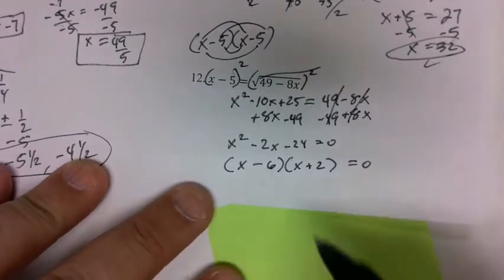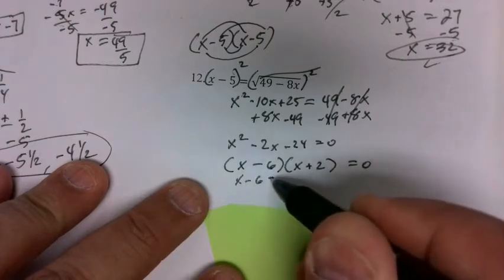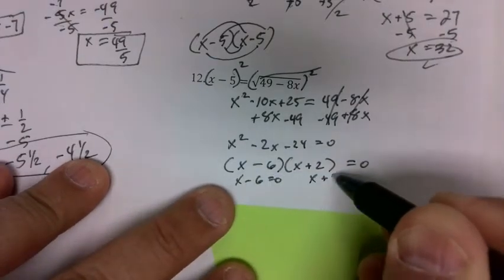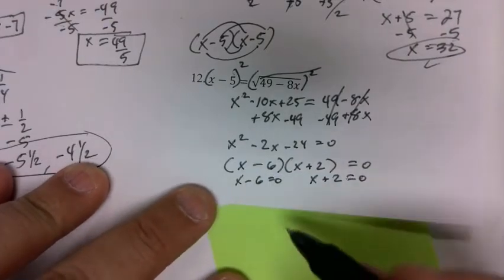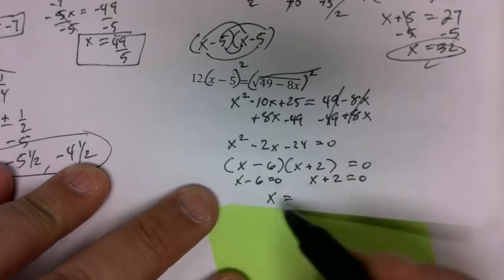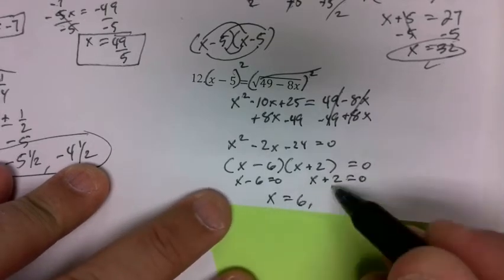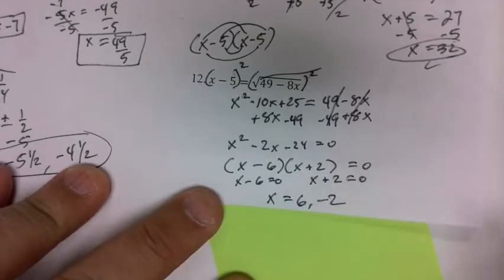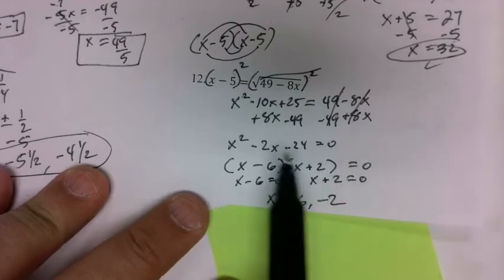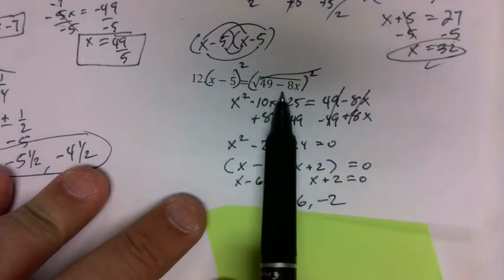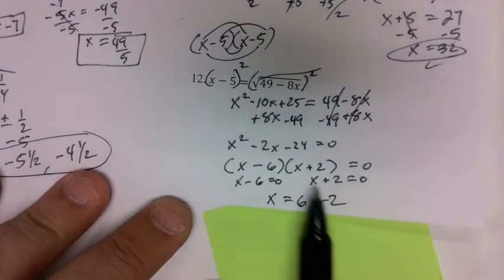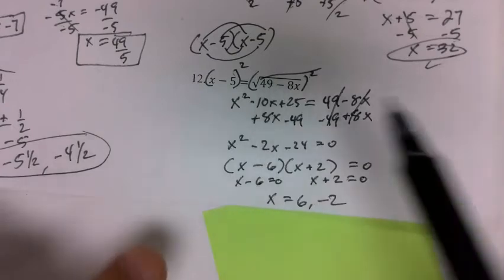And I set each of these equal to 0. x − 6 = 0. x + 2 = 0. And I solve it. What minus 6 equals 0? 6. What plus 2 equals 0? Negative 2. Now, if I check this in the original equation, 6 minus 5 is 1, okay?